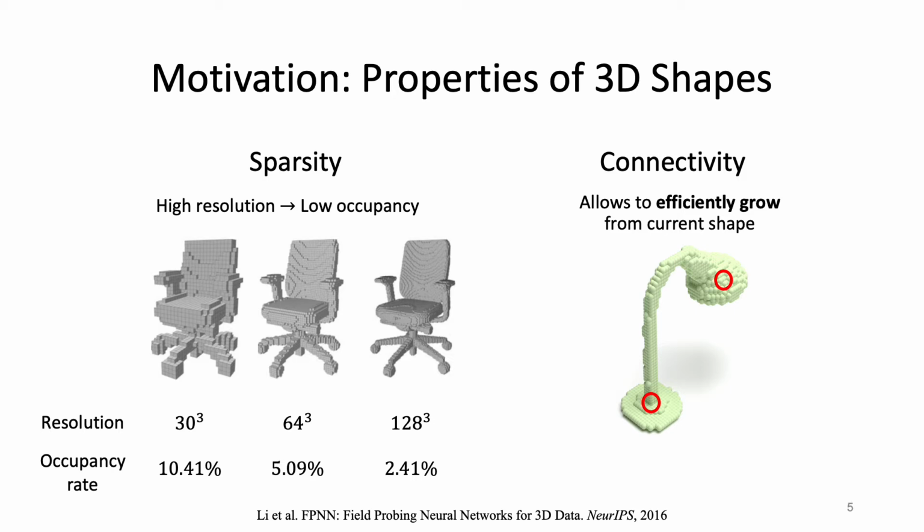The second property that we utilize is the connectivity of 3D shapes. Because most 3D shapes around us have connected structure, shape generation can be efficiently computed by growing from the current shape.